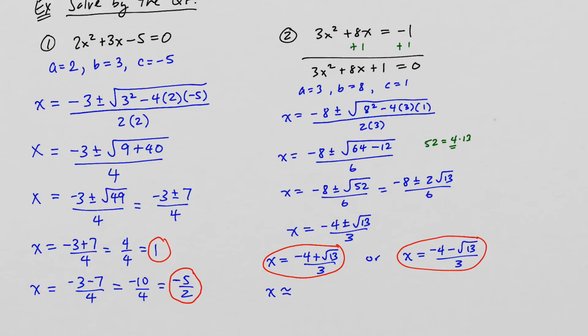You can plug these answers into a calculator, and negative 4 plus the square root of 13 divided by 3 turns out to be negative 0.13 if you round to 2 decimal places. And the other answer, negative 4 minus the square root of 13 divided by 3, is negative 3.80. These are the approximate answers. Sometimes you'll be asked to give exact answers, and sometimes approximate answers. If you are asked to give approximate answers, it's important to pay attention to the number of decimal places that they ask you to give.